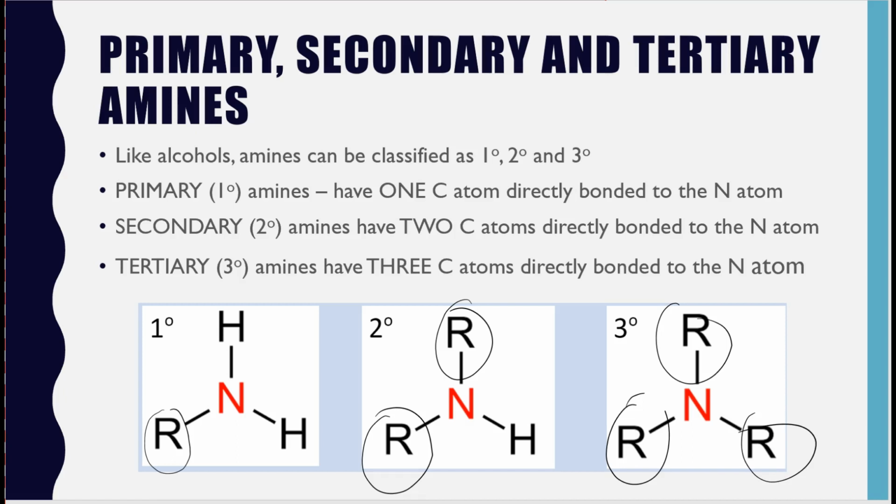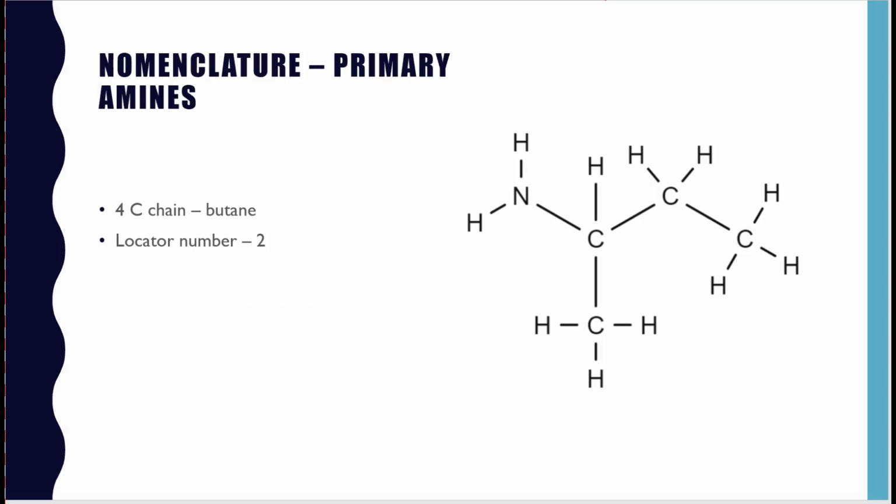So let's look at our naming principles associated with them. The first thing we're going to do is look at our carbon chain. We're looking for our longest carbon chain, and we want our nitrogen group to be on the lowest number. So if we look here, we have 1, 2, 3, and 4. And we're going to name it from this side, 1, 2, 3, and 4, because this gives the lowest number for the nitrogen atom to be attached to.